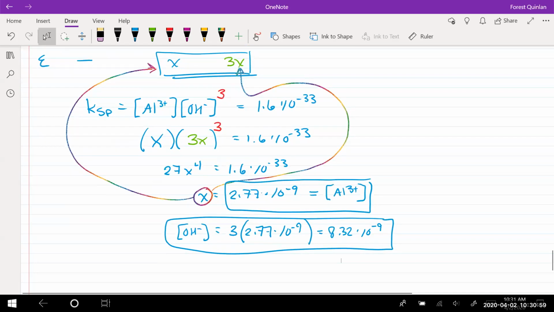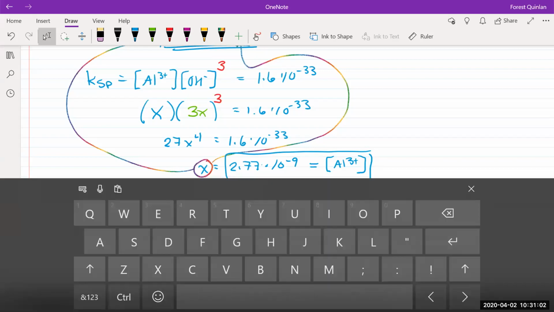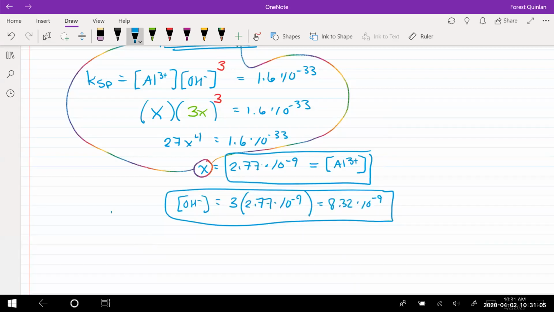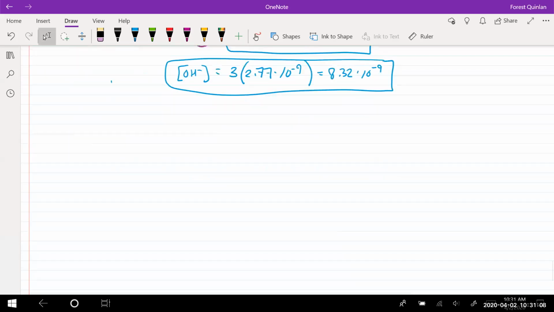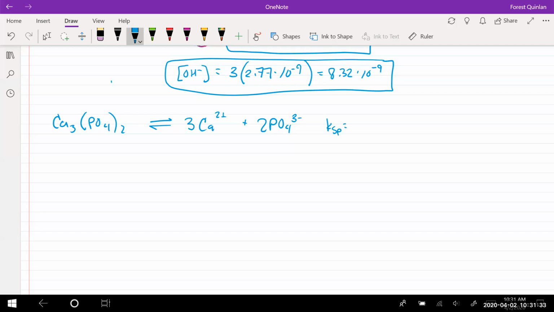All right, let's do the last one, and that was the calcium phosphate. So we had that Ca3(PO4)2, goes back and forth to make 3 calciums and 2 phosphates, and that had a Ksp equal to 8.1 times 10 to the negative 13.